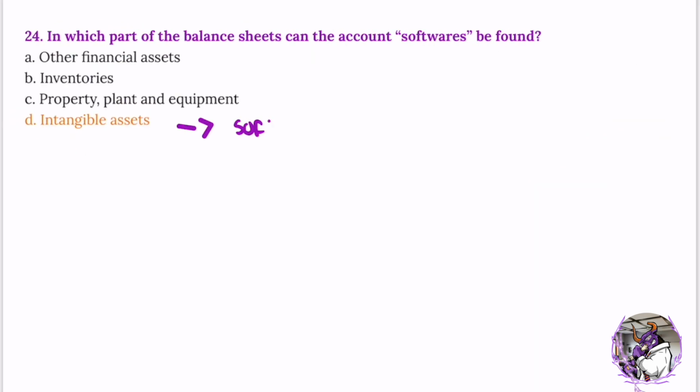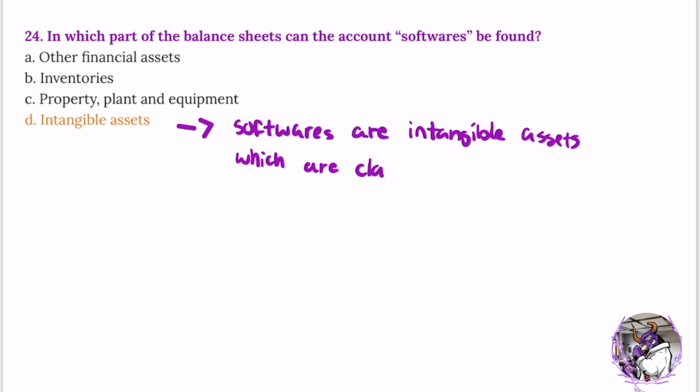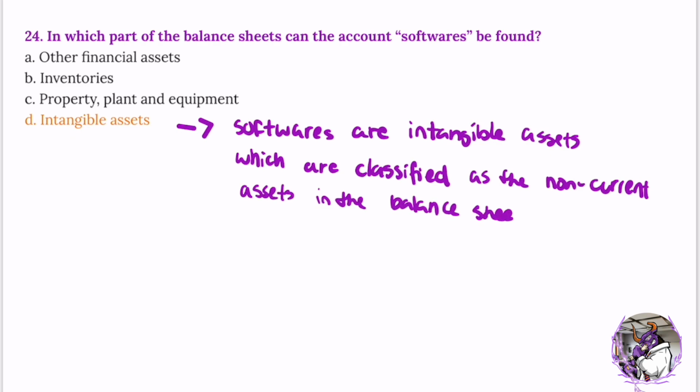Question 24. In which part of the balance sheet can the account software be found? The correct answer is letter D, intangible assets, as software is classified as a non-current asset on the balance sheet.